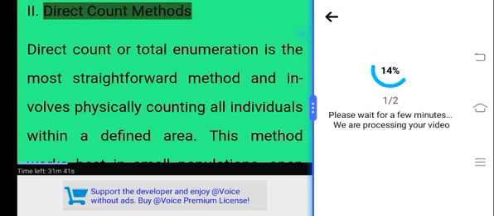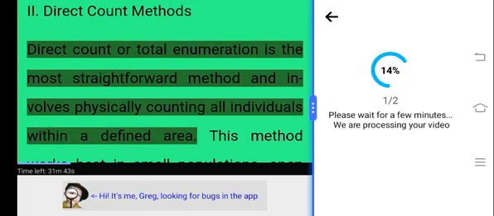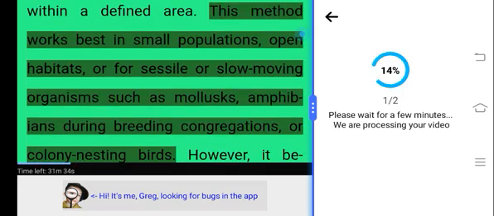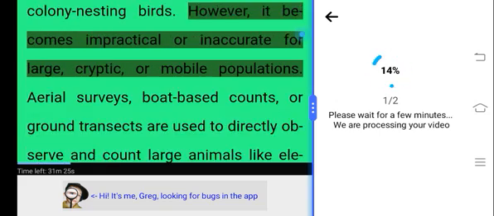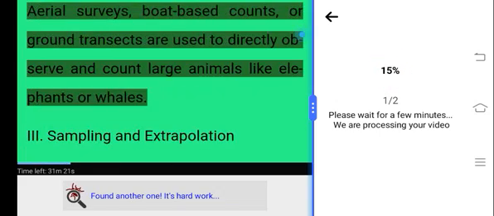2. Direct count methods. Direct count or total enumeration is the most straightforward method and involves physically counting all individuals within a defined area. This method works best in small populations, open habitats, or for sessile or slow-moving organisms such as mollusks, amphibians during breeding congregations, or colony nesting birds. However, it becomes impractical or inaccurate for large, cryptic, or mobile populations. Aerial surveys, boat-based counts, or ground transects are used to directly observe and count large animals like elephants or whales.